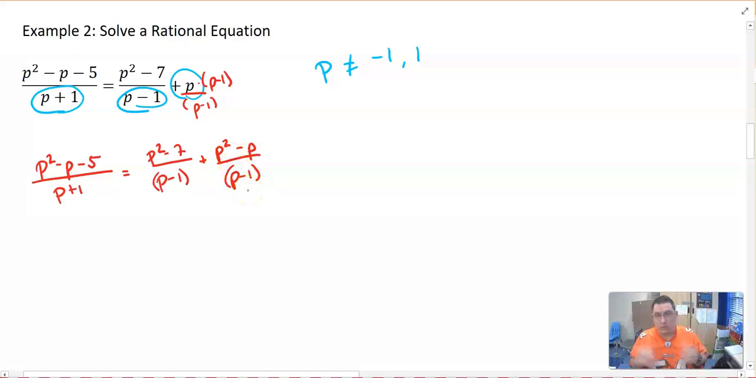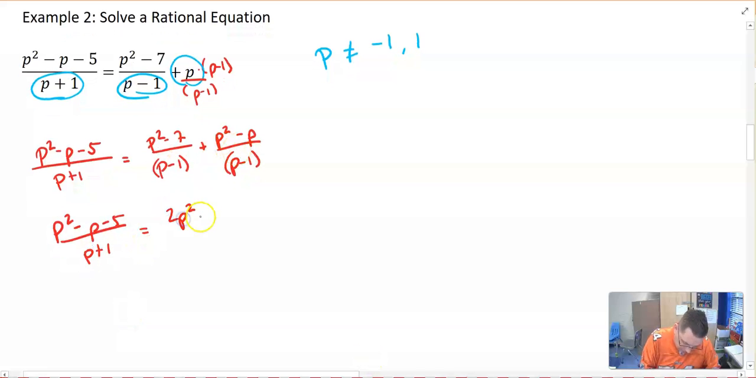And so now we've got the common denominator. We can write it as one fraction and combine like terms that we've got. And so we're going to get p squared minus p minus 5 over the p plus 1. That is equal to 2p squared minus p and minus 7, because this is plus a negative, so it's going to stay minus, over the p minus 1.